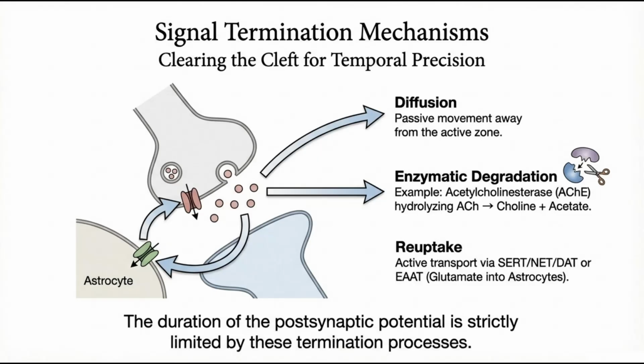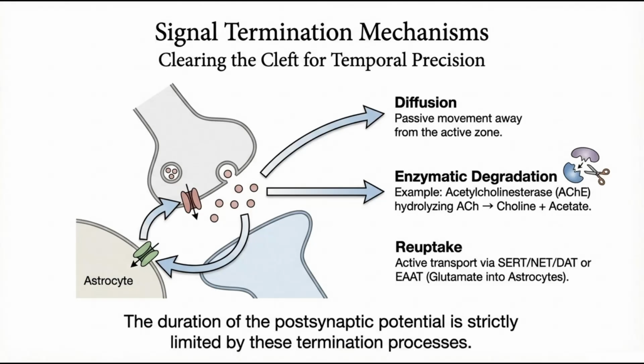What's the first one? Mechanism 1 is enzymatic degradation. The classic example here is acetylcholine, or ACh. In the synaptic cleft, there is an enzyme waiting called acetylcholinesterase, AChE. The molecular scissors. Precisely. It sits right there in the gap. As soon as ACh binds and does its job, this enzyme grabs it and splits it into choline and acetate. And once it's chopped up, it can't bind to the receptor anymore. Game over. The signal is terminated.